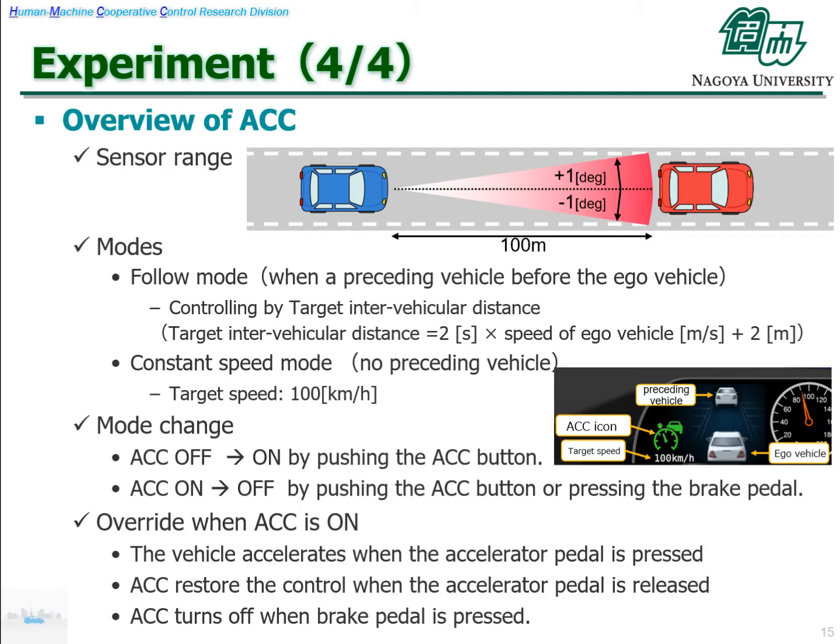We also set an ACC button on the steering wheel. If you push the ACC button, the ACC function will be turned on. If pushed again, the ACC function will turn off. Meanwhile, pressing the brake pedal can also turn off the ACC function. If you want to override the ACC function, you can press the accelerator pedal. At this time, the vehicle is controlled by your input. If you release the accelerator pedal, the ACC will resume controlling the vehicle automatically.